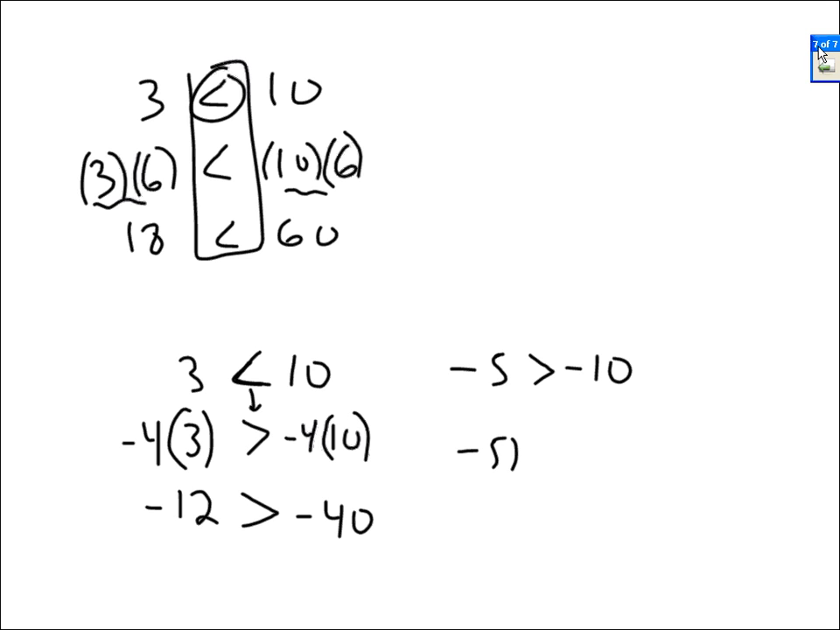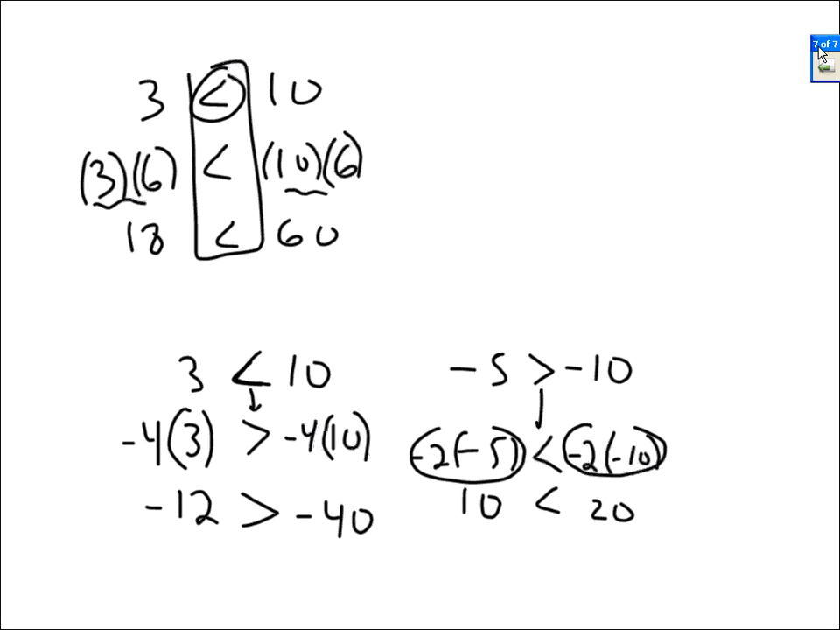If you multiply both numbers, say by negative 2, well, you get 10 and 20. And 10 is smaller than 20. This is 10 and this is 20. The sign changed. If you multiply by a negative number, the sign changes in the middle.